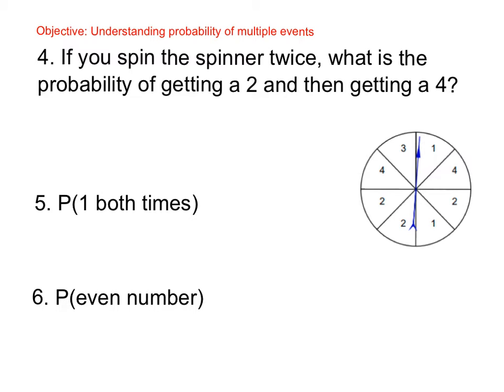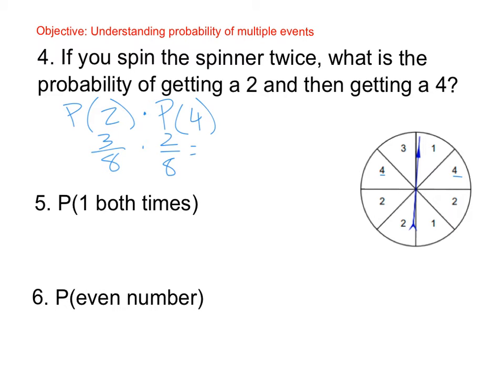All right, pause the video. I want you to see if you can figure these out. They're not that hard. If you spin the spinner twice, what is the probability of getting a 2 and then getting a 4? So I need the probability of getting a 2 times the probability of getting a 4. So the probability of getting a 2, 1, 2, 3 out of 8. And then we're spinning it again. So let's erase. We're not looking at the 2's anymore. Probability of getting a 4, 1, 2, 2 out of 8.